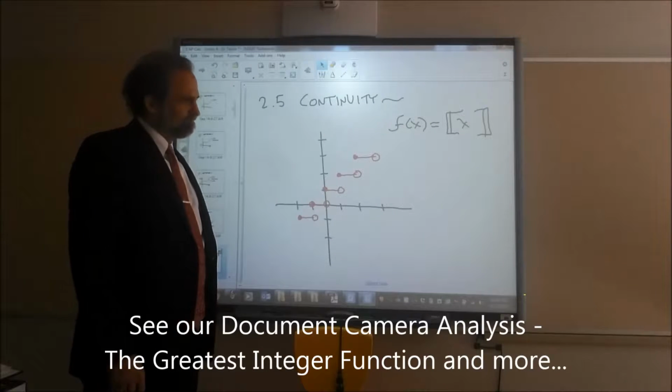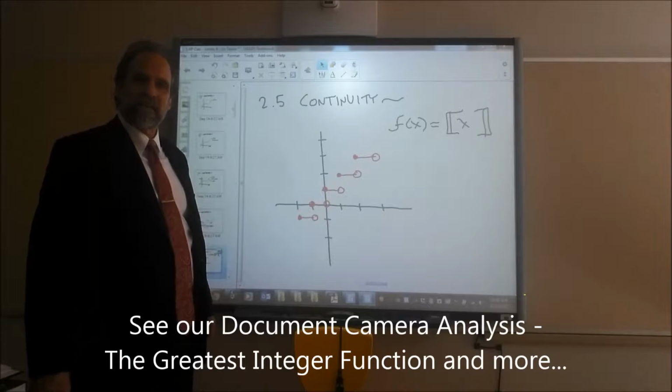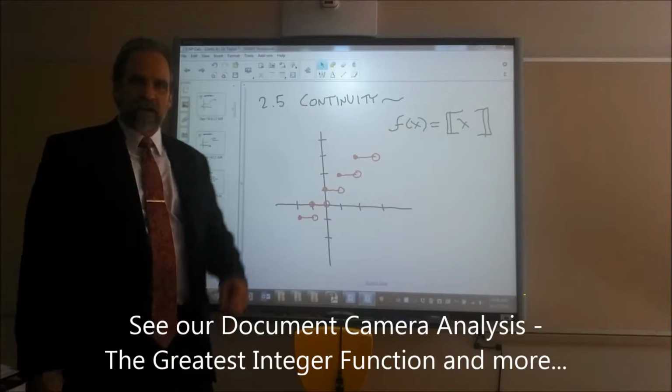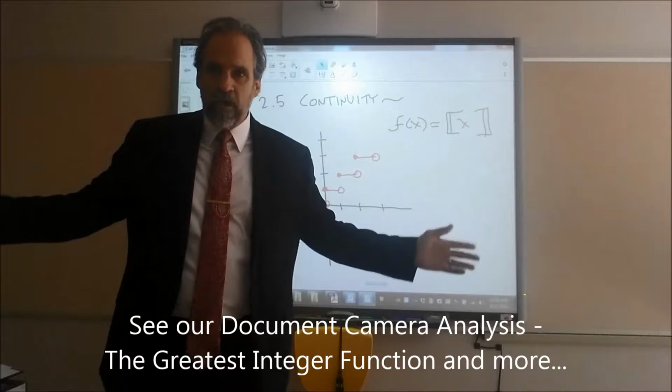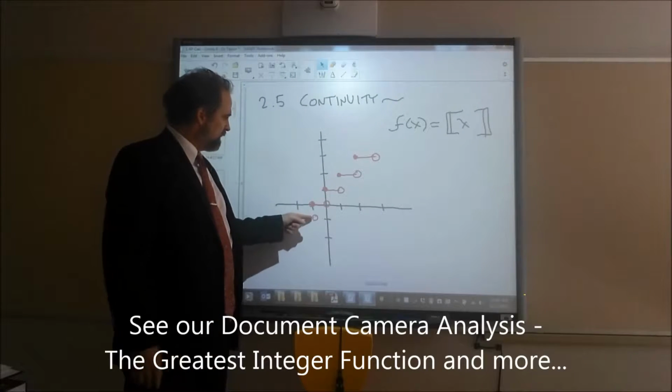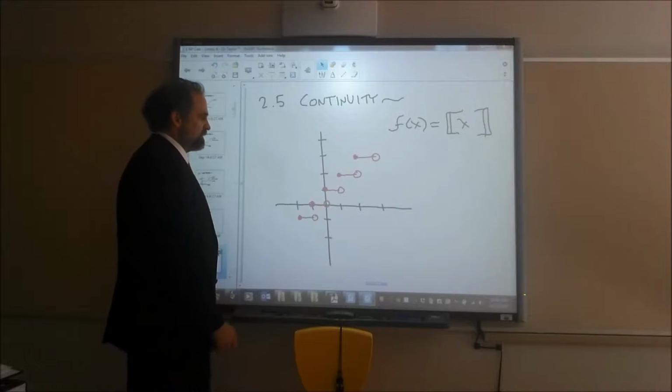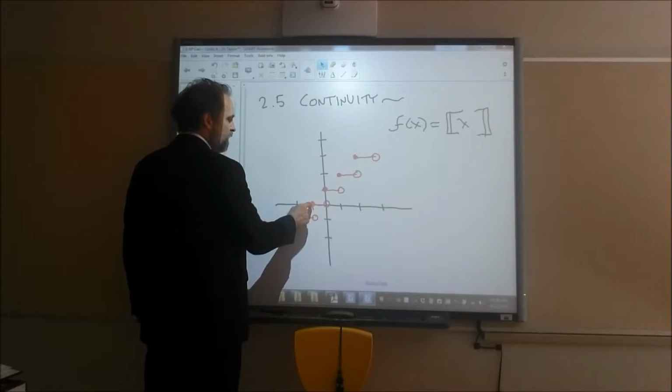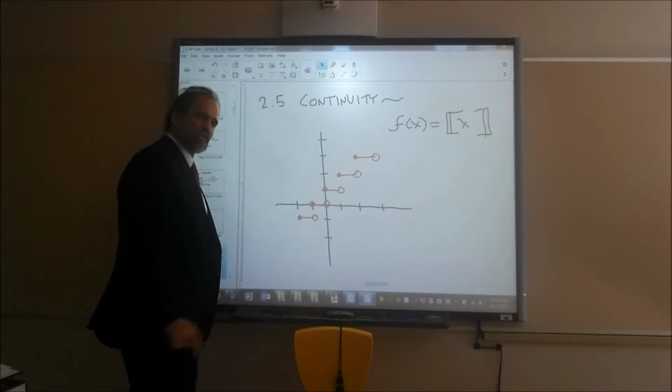Continuous? Without more information, I can say I don't know. I could ask a clarifying question. Over all real numbers? If the answer is yes, then the answer is no, because when I get here, I've got to jump. But is it continuous between negative 1.1 and negative 1.9? Yes. You see what I'm saying?